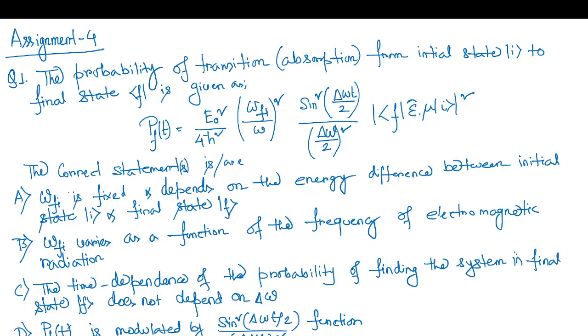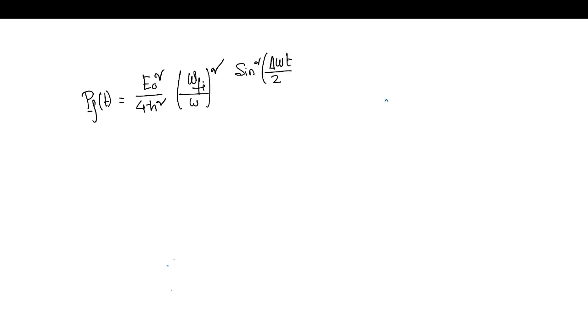So this is the first question, which asks what factors the probability of transition depends on. If I look at the function P_f(t), it is E0 squared by 4 h cut squared, sine squared of (omega_fi minus omega) t by 2, divided by (omega_fi minus omega) by 2 squared, times the transition dipole moment squared.